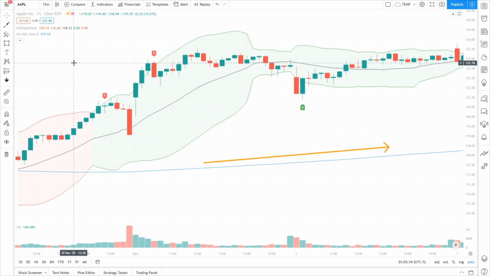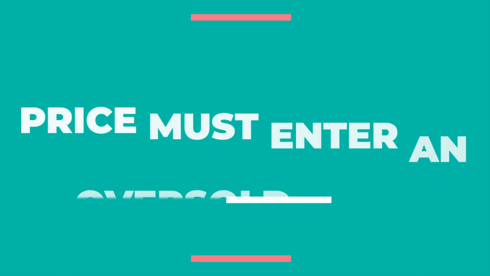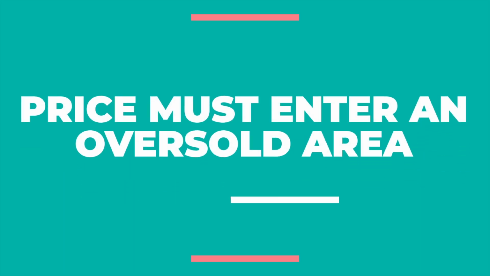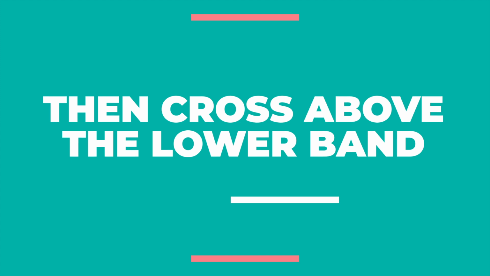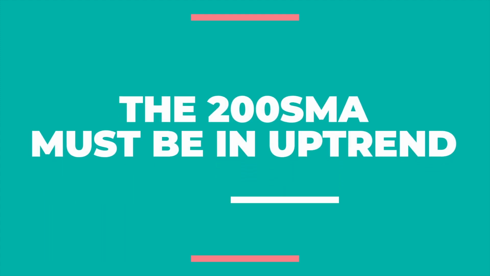Just to recap, these are our 2 conditions that must be met before we buy and enter a trade. 1. Price must enter an oversold area of the chart, then cross back above the lower band of the Bollinger Bands. 2. The 200 SMA must be pointing higher.